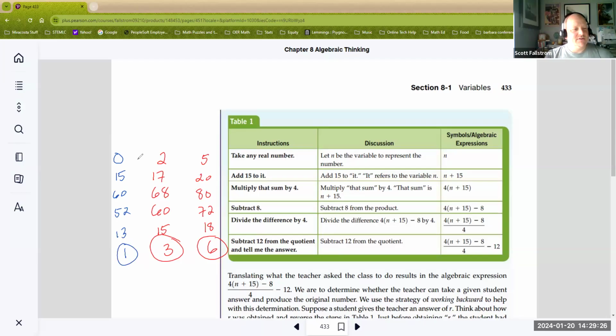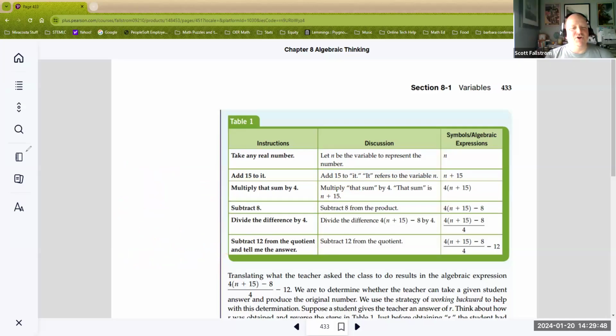Do you notice any relationship between the student's number and their final answer? Because if you do, you could be shouting out the student's number and showing off your math wizardry. They are going to think you are magical. You will be a mathemagician, we'll say.